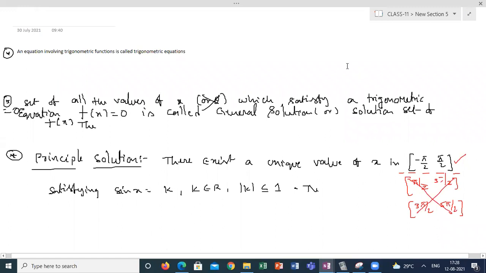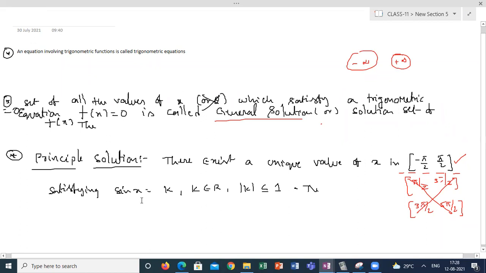That's called general solution. General solution means if no interval is mentioned. For sine, the principal solution is minus pi by 2 to pi by 2. So there exists a unique value of x satisfying sin x equal to k. There is no other value of x which is giving the k value. So each and every different value is different. What is the solution of sine?